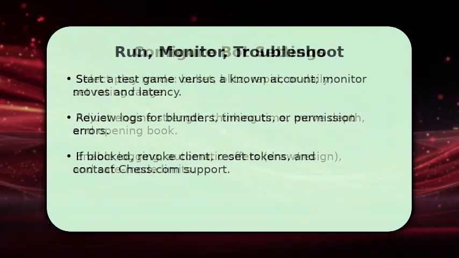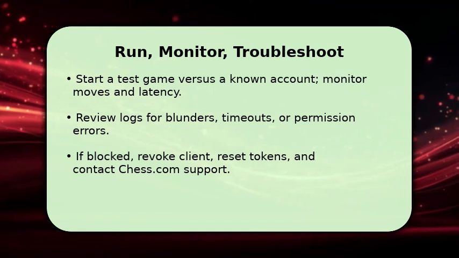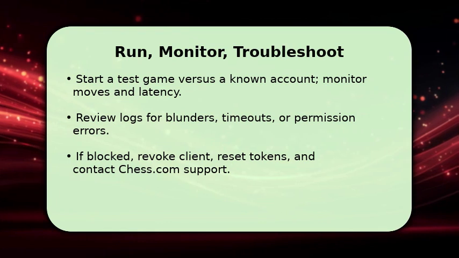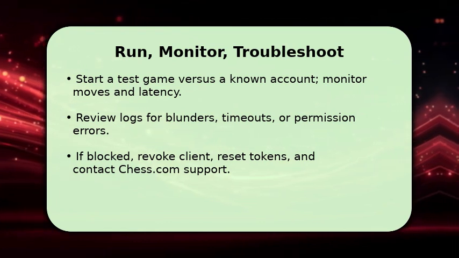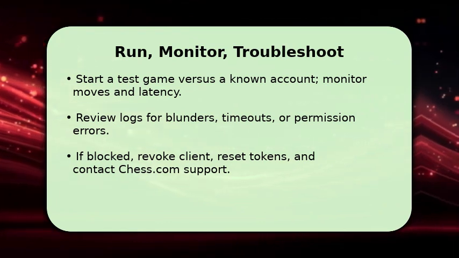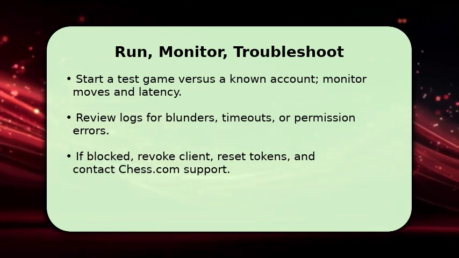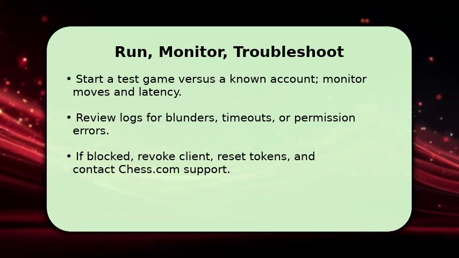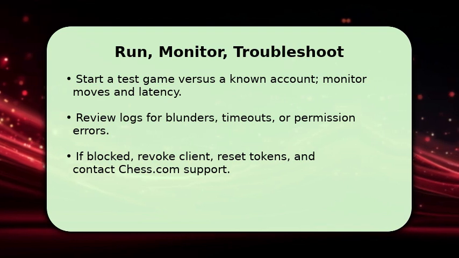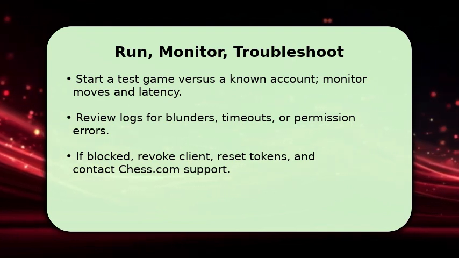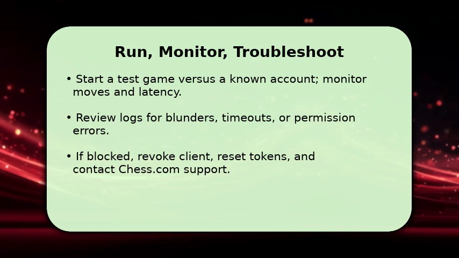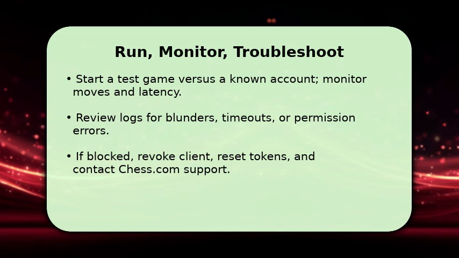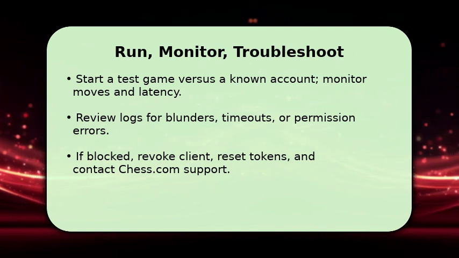You start with a monitored test game to validate behavior and latency. Watch for illegal moves or excessive time usage because these trigger bans. If you see unexpected blunders or disconnects, pause the bot and check logs to pinpoint engine or network issues. Once fixed, rerun tests. If the site blocks actions, immediately revoke the client's tokens, update credentials, and contact Chess Support explaining your steps. Keeping screenshots and logs makes resolution faster.